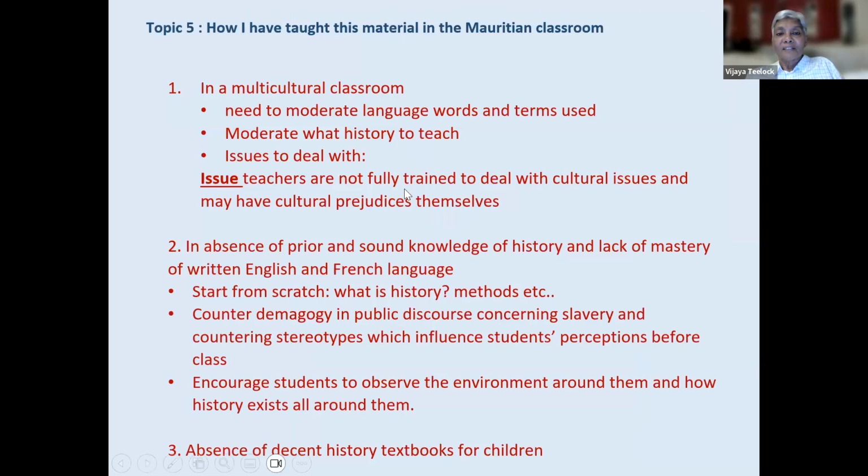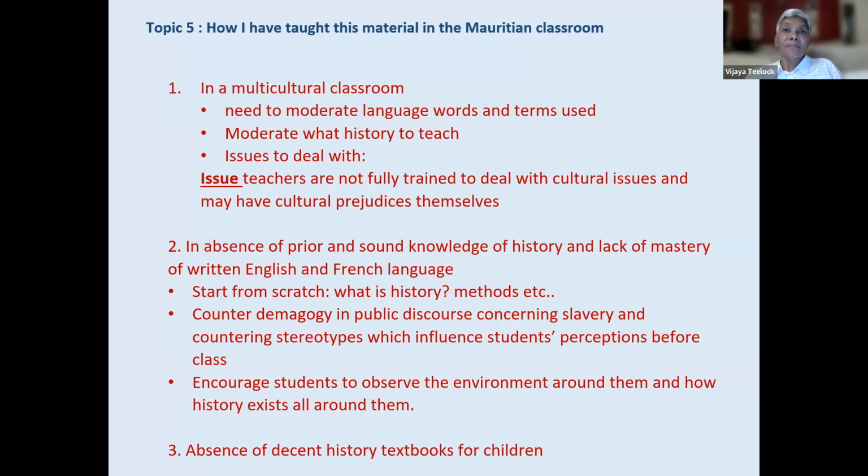Okay, so in terms of teaching about all this in Mauritius, as I said before, we need to be aware of what students are bringing into the classroom. Most of our classrooms are multicultural classrooms. People have come from very many different origins. They're very much mixed. We have several languages being spoken in the same family. They come from different ethnicities and so on.